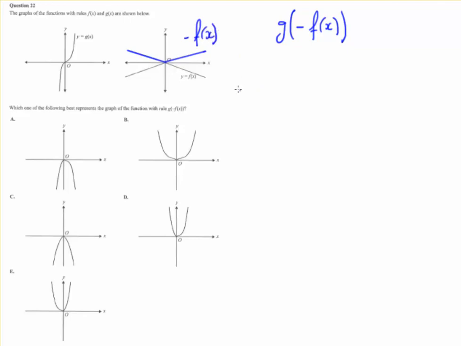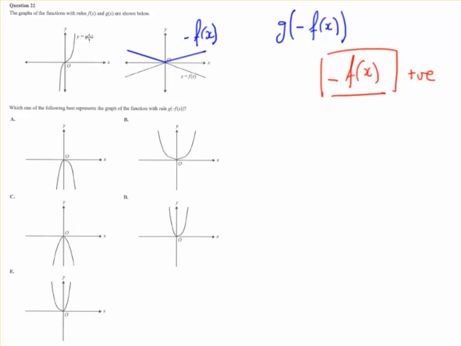Okay. Now we want to know what g of negative f of x is. First thing to recognize is that this is a positive quantity. So no matter what, as confusing as it is, because there's a negative sign out the front, negative f of x is always going to be a positive quantity because we're above the x-axis. So no matter what, we're dealing with a positive quantity.